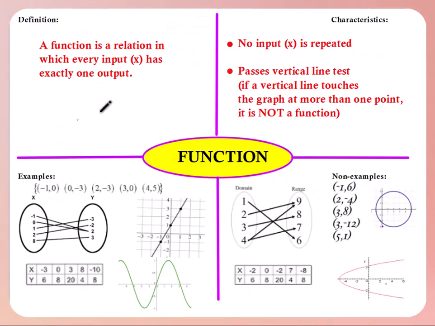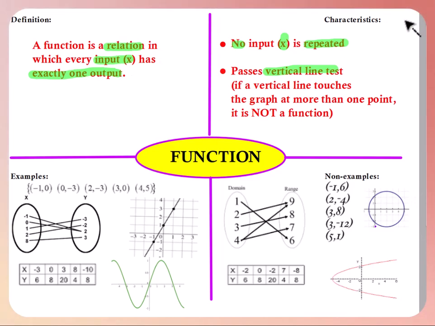Let's look at the definition of a function and let's really look at these examples closely. So let's start with the definition. A function is a relation in which every input or x has exactly one output. All right, no x is repeated, so no repeats. And if we have a graph, it also passes the vertical line test. Okay, so let me draw a vertical line, and we're going to use that for our test.